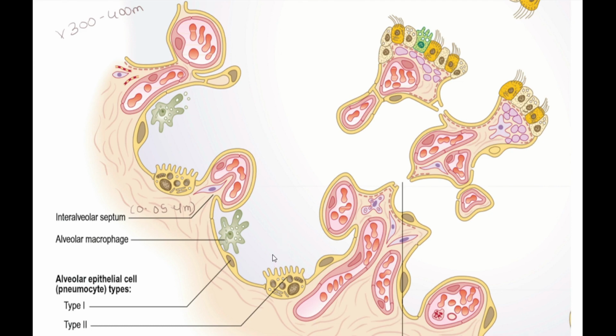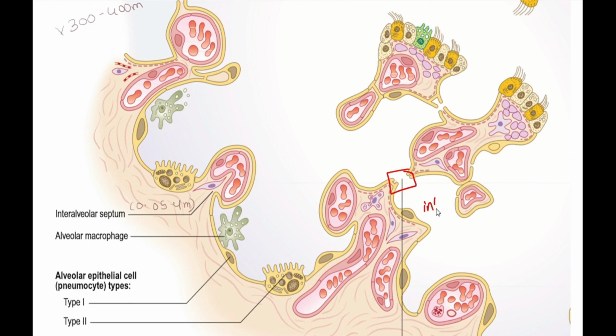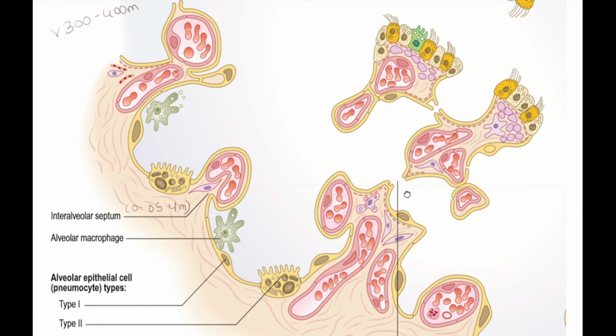Now, another thing that we can notice is that there are some small spaces known as the spaces of Kohn, or interalveolar spaces, or pores of Kohn. These alveolar pores of Kohn are spaces that facilitate the movement of air between two adjacent alveoli, and they are most closely associated with type 2 pneumocytes.